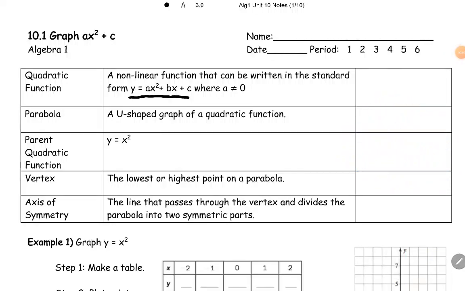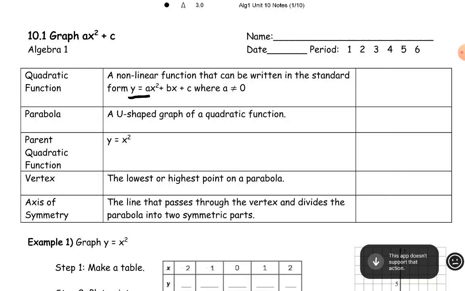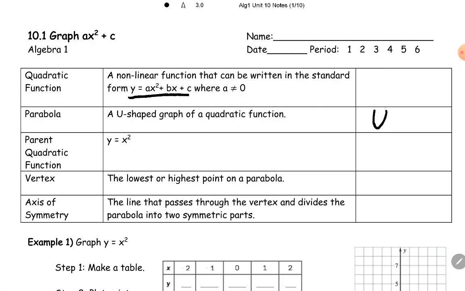Today in Algebra 1, we're going to be looking at graphing quadratic equations. Quadratic equations are always in this form: y equals ax squared plus bx plus c. Well, that's its standard form anyways. They take on this U shape, and we call these U shapes parabolas.